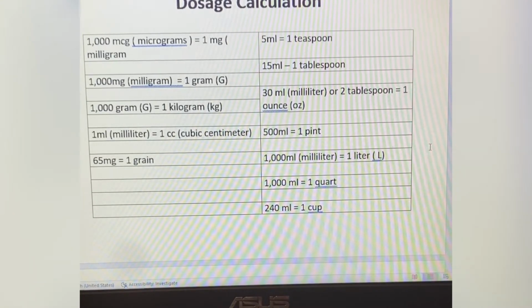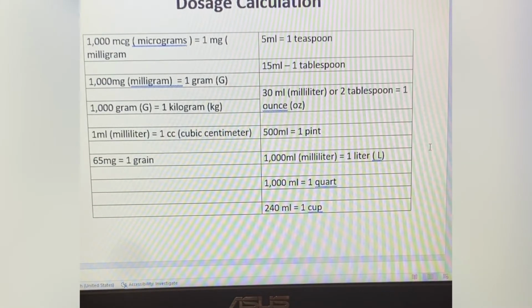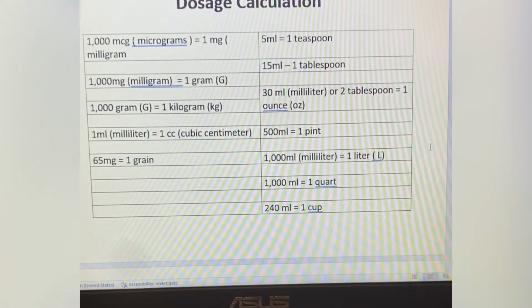1,000 micrograms is equal to 1 milligram. 1,000 milligrams is equal to 1 gram. 1,000 grams is equal to 1 kilogram. 1 ml is equal to 1 cc or cubic centimeter. 65 milligrams is equal to 1 grain. 5 ml is equal to 1 teaspoon.